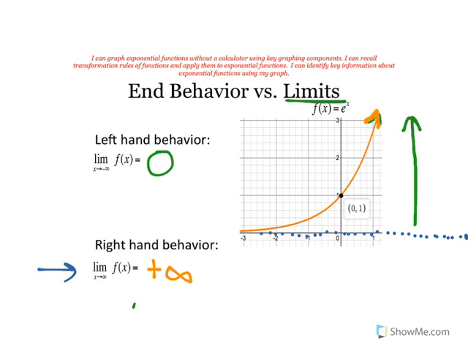Now, just like with everything else, the limits are going to be constantly changing based on what our function is. This function is f of x equals e to the x. If our function was f of x equals 12 to the x power, then our end behavior may be a little different. We don't know. It's all dependent on the graph. And that takes us back to that third learning target. I can identify key information about my functions using my graph. And so this information is some of the stuff that we're going to pull from our graph once we have it graphed.